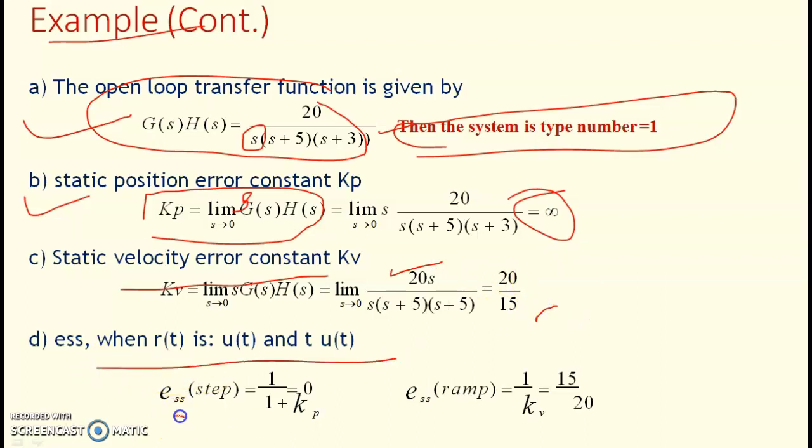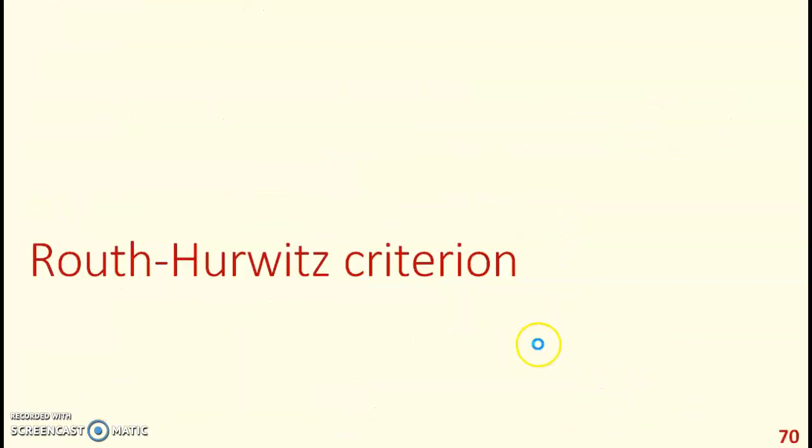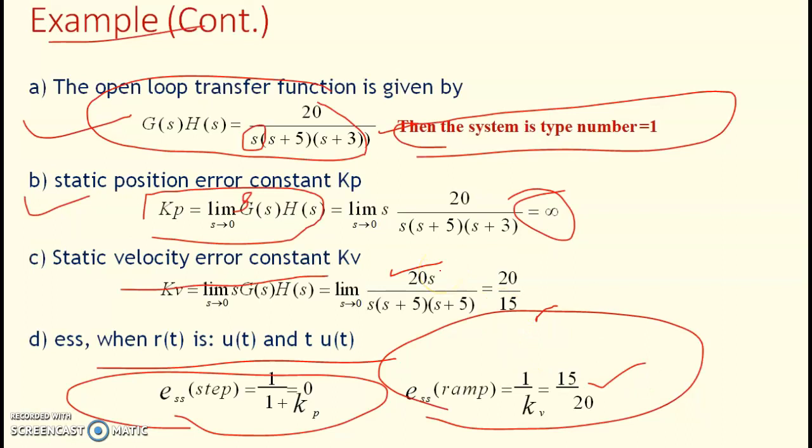Then the steady state error for a step input is ESS equal to 1 over 1 plus Kp, and for a ramp it is 1 by Kv. The velocity error constant Kv is known from this equation, 20 by 5. So it becomes 15 by 20. These are all the basic fundamental problems which belong to finding the steady state error.